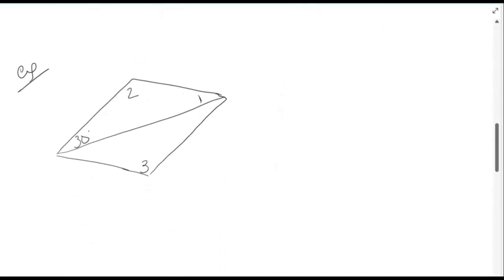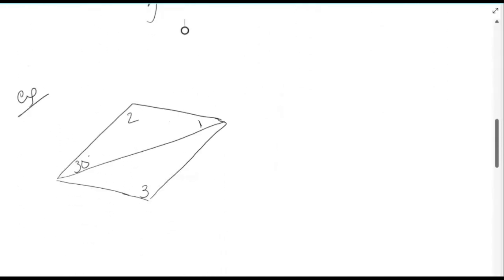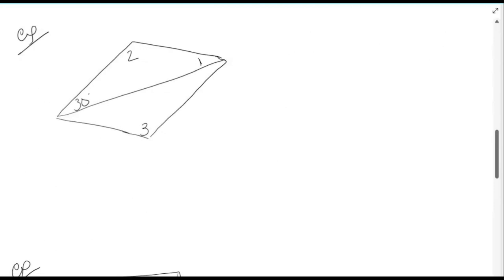All right, let's try another one. Here, another rhombus cut by a diagonal. I know this diagonal is 30. What do we know about the rhombus? All the sides are congruent. So if this angle is 30, then angle 1 also has to be 30.